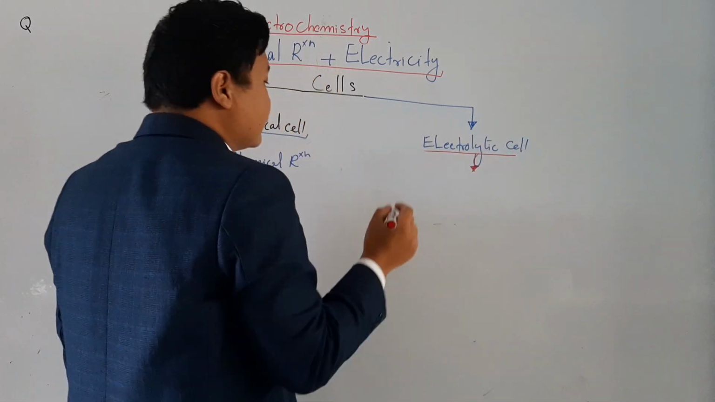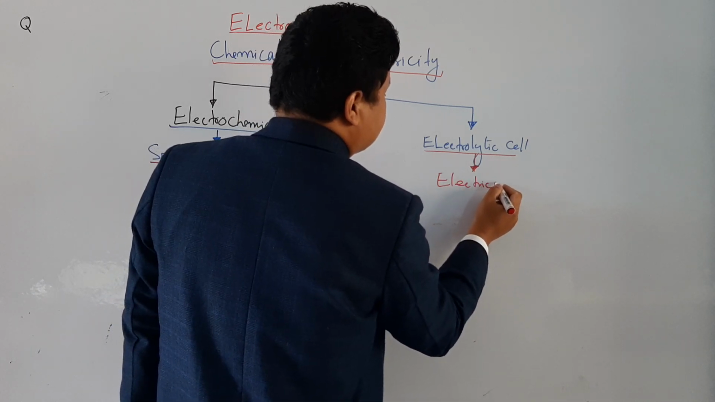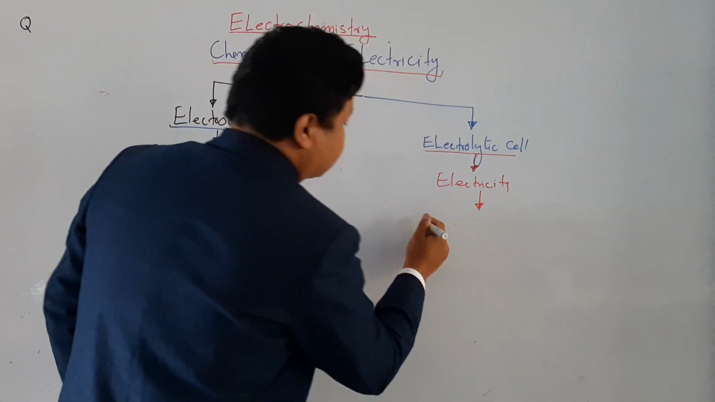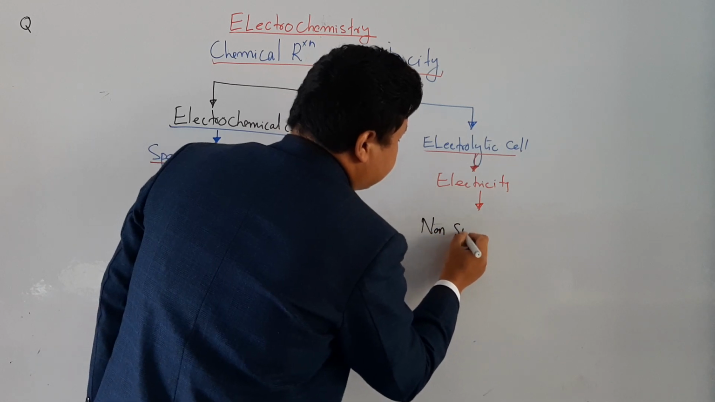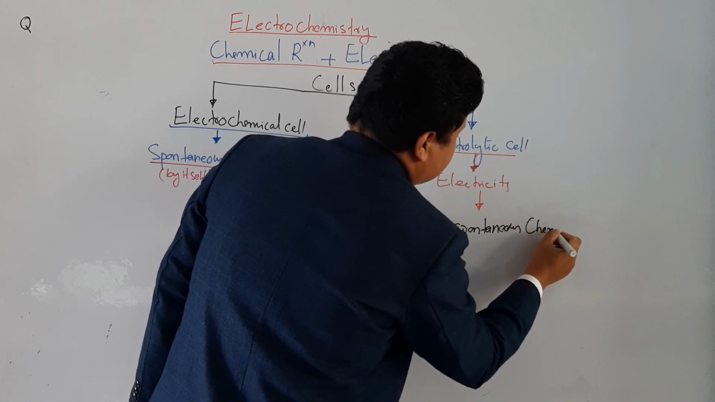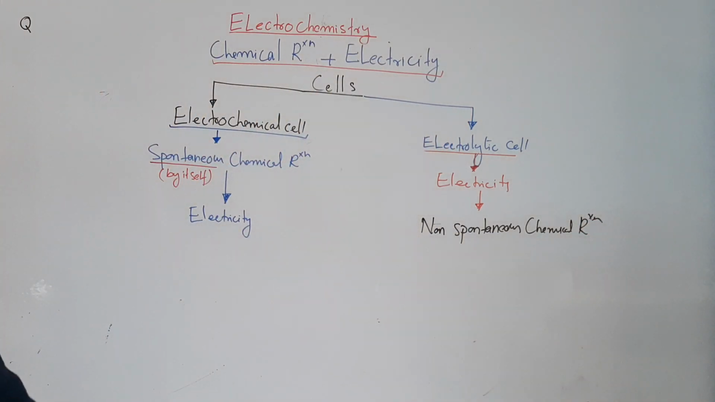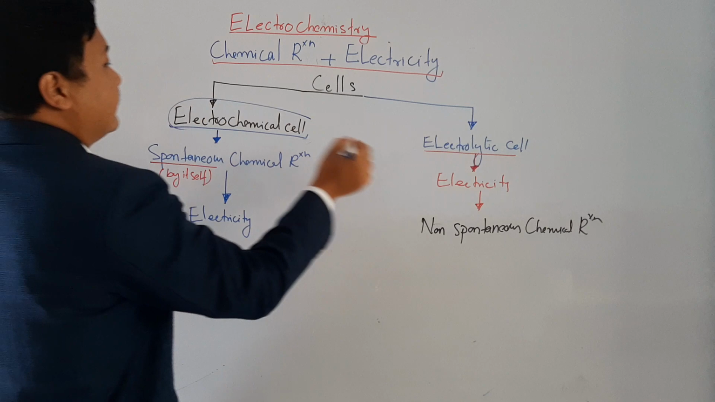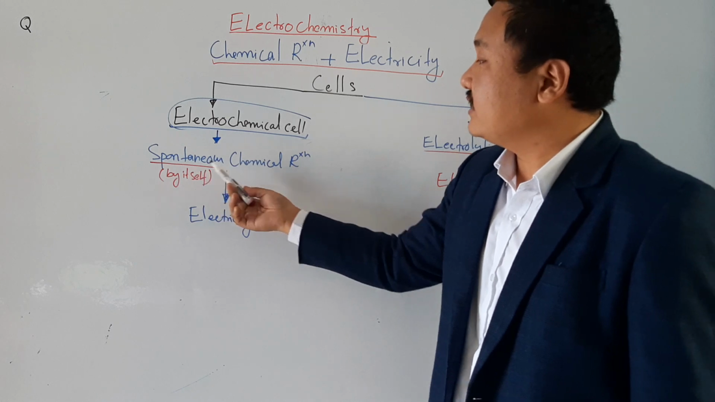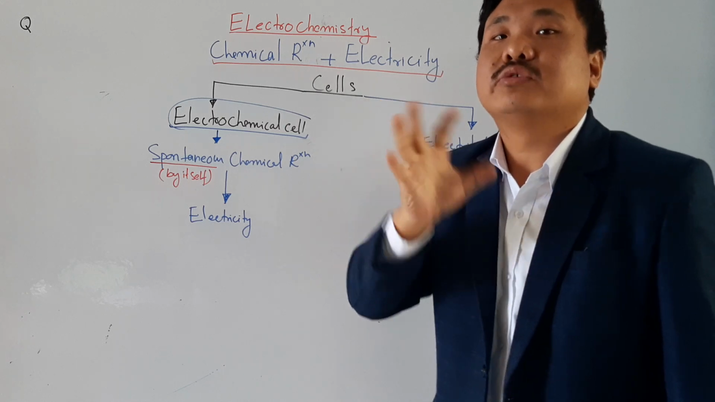Here, in the other cell, electricity will give a non-spontaneous chemical reaction. So both are cells. This is also my cell and this is also my cell. But in the electrochemical cell, the spontaneous chemical reaction will give me electricity. These are the batteries and the cells that we are using.